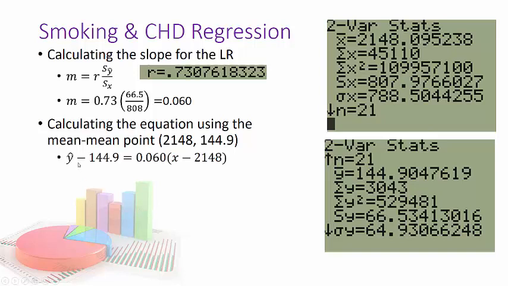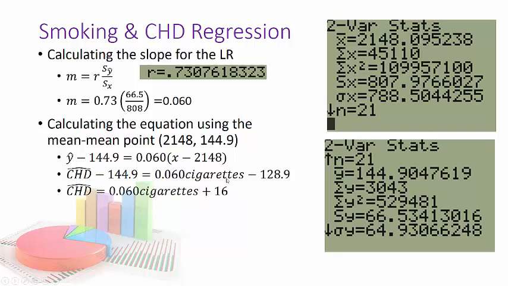Use the point slope formula, and I have y hat minus 144.9. Notice the hat. Equals, there's the slope, 0.060, x minus the x bar. Then I'm going to actually replace this with more meaningful variables, and it's really recommended you write your equations this way. So I'm going to say coronary heart disease death rates minus 144.9 is equal to, and I distributed this here, multiplied it out, 0.60 times cigarette consumption minus 128.9. Okay. Then continue with the math, adding 144.9 to both sides, I get plus 16.